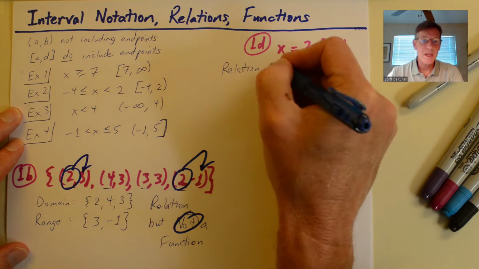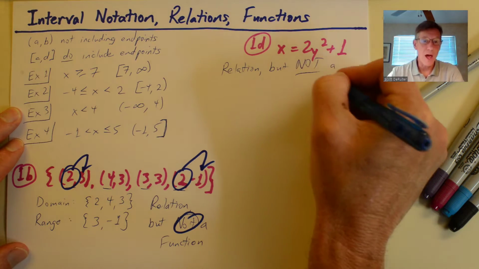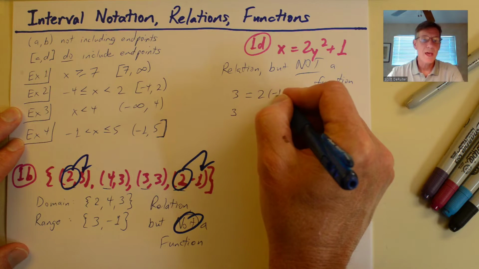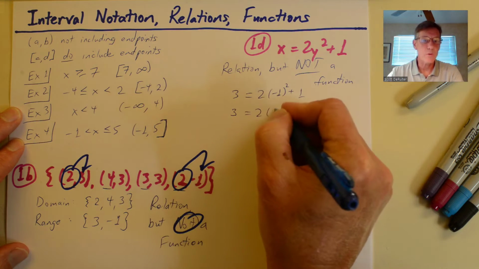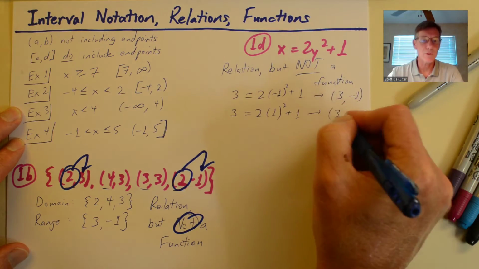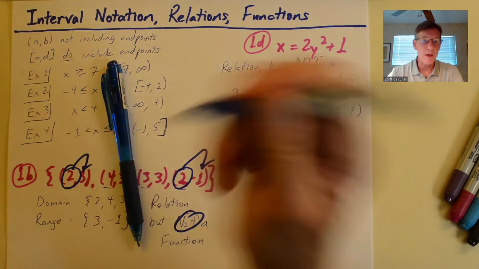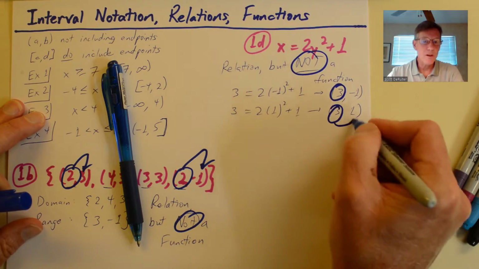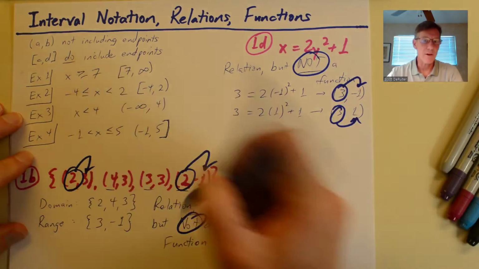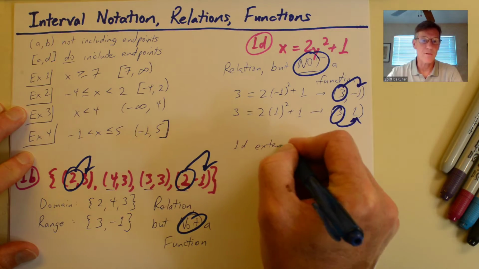Okay, on to 1D. This is a relation. It's also not a function. Typically we think of x as the input, y as the output, and here we can get that input of 3 with 2 different outputs, 1 and negative 1. So again, because we have an input value that maps to 2 different outputs, that means that it is not a function. You find one counterexample, it's not a function.